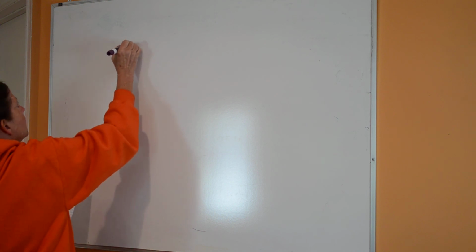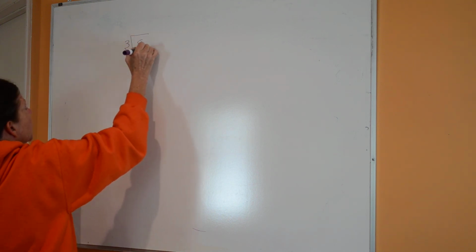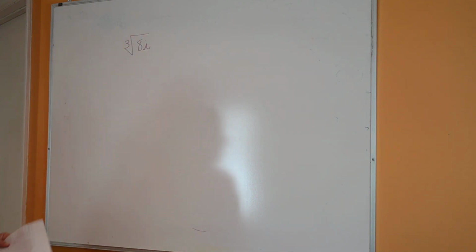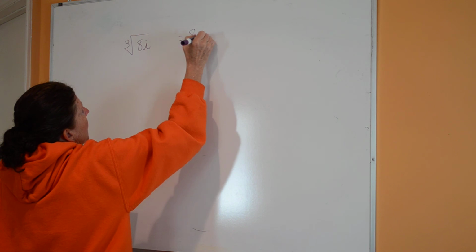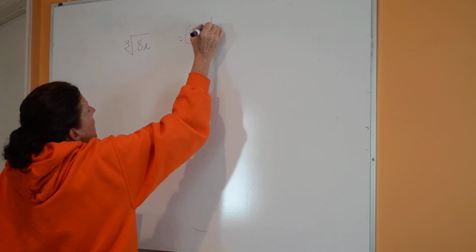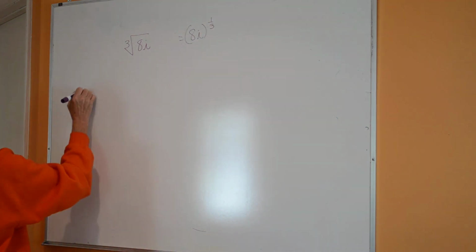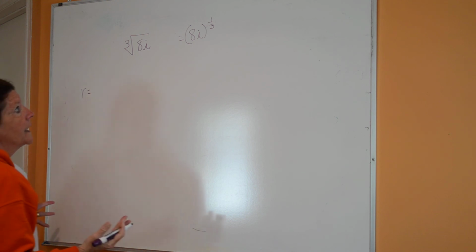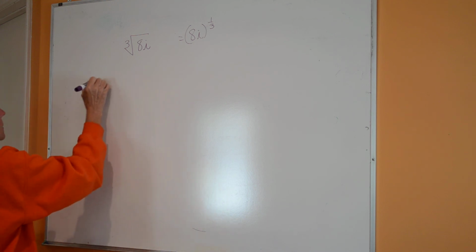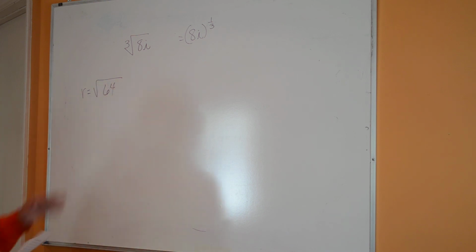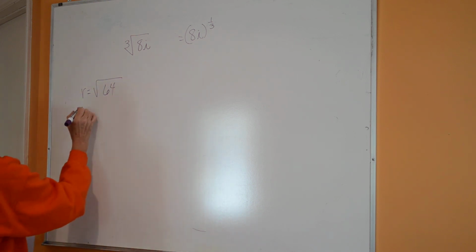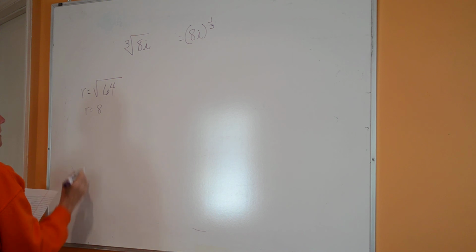So I have the cube root of 8i. Okay, go ahead and do it out, and then come back to the video. This is the same as 8i to the 1/3 power. So over here with the r, the x value is 0. So that's the same as the square root of 64 because it's 0 plus 64. So I know that my r is equal to 8.